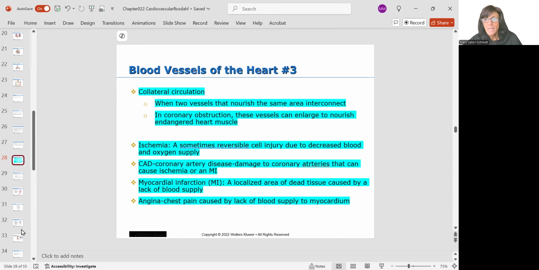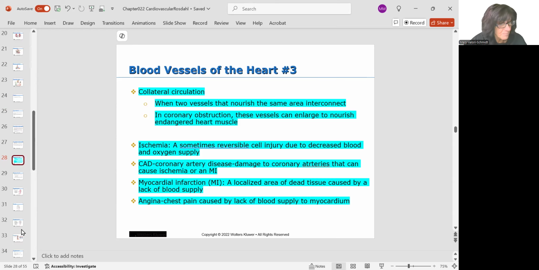Ischemia is the term for sometimes reversible injury to the cells from them not getting blood and oxygen. Okay, that's called ischemia. CAD is coronary artery disease. You need to know that. That's damage to the coronary arteries that can cause ischemia, or it can cause an MI, which is a heart attack. MI, myocardial infarction. Okay, so what is a myocardial infarction?